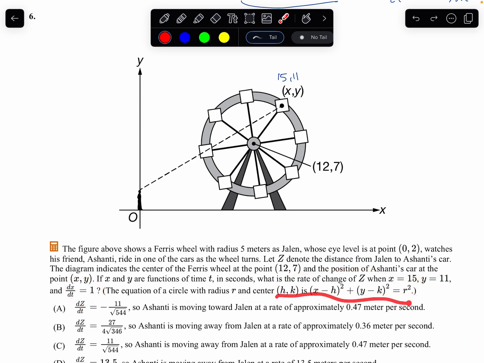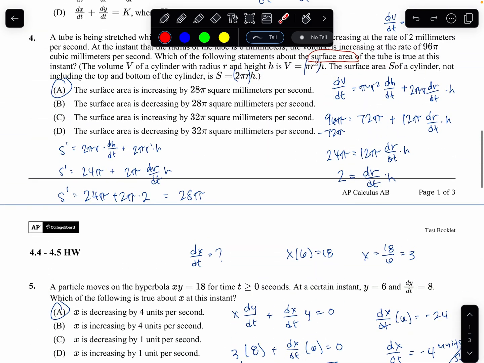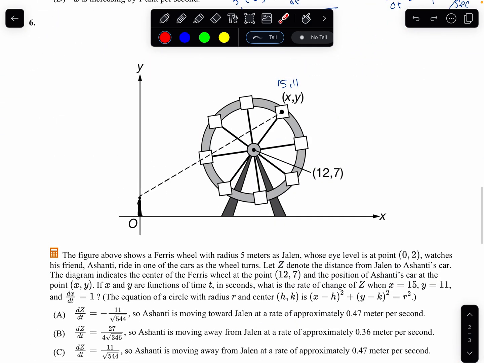Okay, so this will come into play, but again, we're going to use the thought process that we used up here. What is it that we're trying to find? We're trying to find the rate of change of the line of sight right here. So this is z. We're trying to find the derivative, the rate at which this distance is changing as the wheel turns.